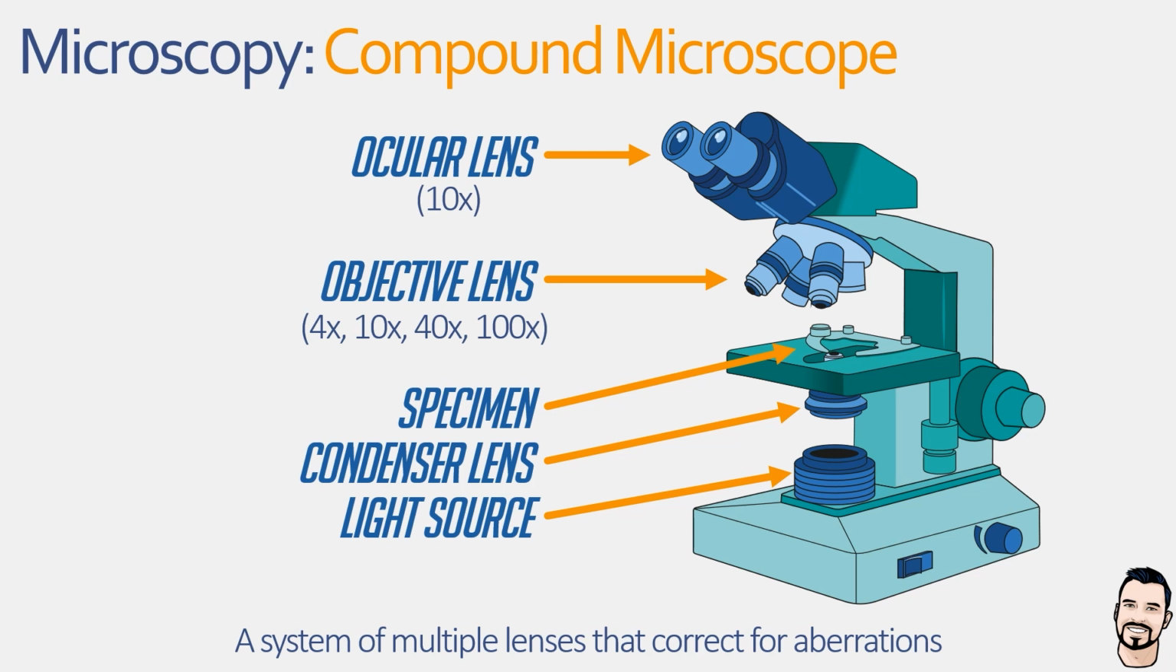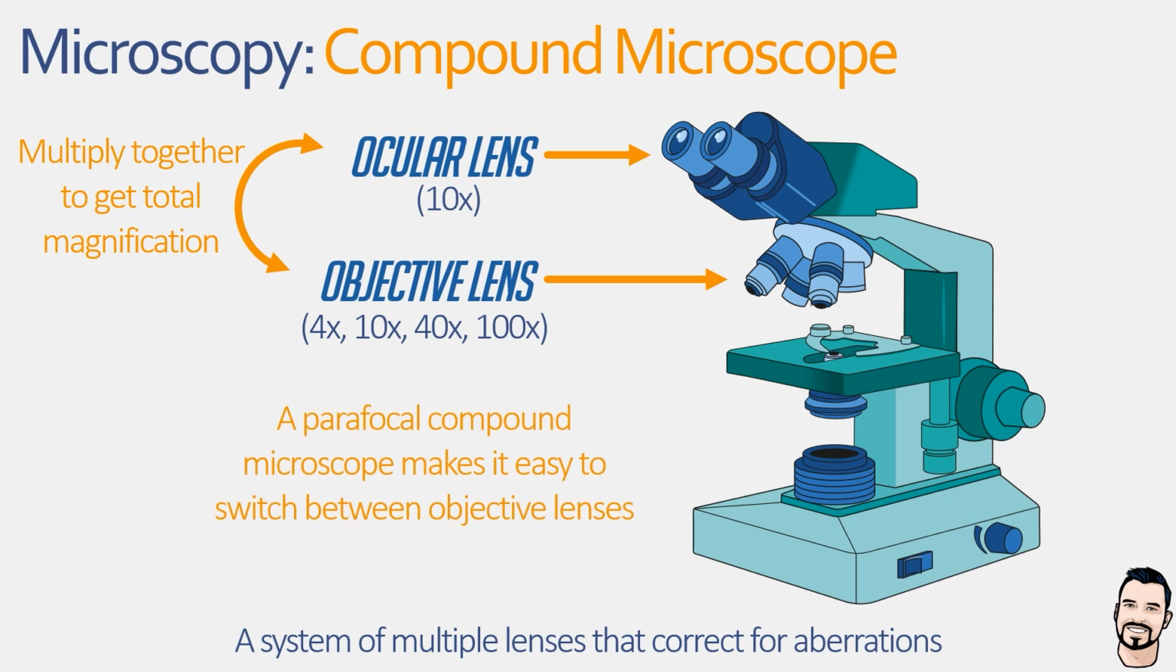Now, typically, most compound microscopes will come with multiple lenses to increase magnification, and typically within microbiology, we would pair a 10 times ocular lens with a 100 times objective lens to achieve a total magnification of up to 1000 times. Now, a good thing about compound microscopes is that they are typically parafocal, meaning they maintain focus when switching between different objective lenses. This allows for a smooth transition between magnifications, requiring only minor, fine adjustments rather than refocusing from scratch.